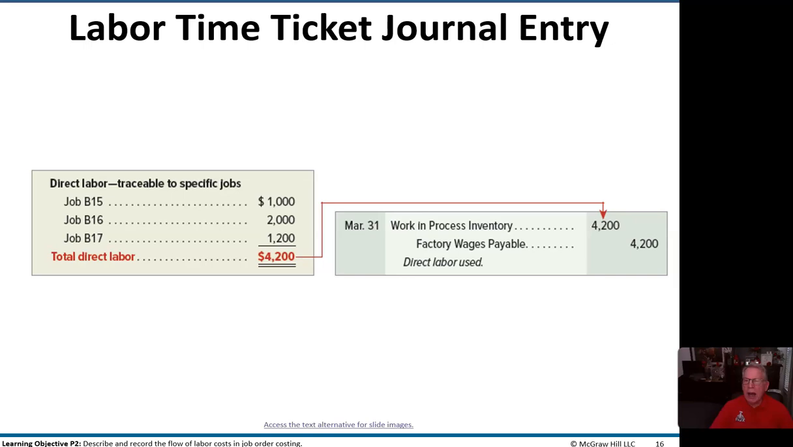Okay, now we do the same thing. We trace these to specific jobs as we've shown here, and then we would make our journal entry, which would increase work in process inventory for this direct labor here, but factory wages payable are going to be credited for that amount.